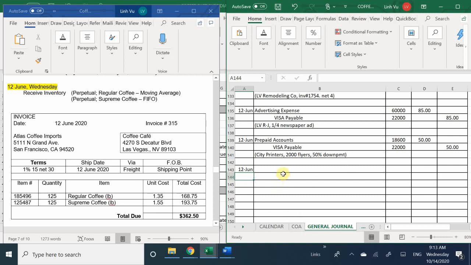So in this case, we do have a regular coffee and we do have a supreme coffee. Can someone tell me what those accounts are? 12020 for the regular coffee. And then what was my supreme coffee? 12040. And yes, you are correct there. It is going to be for the accounts payable.